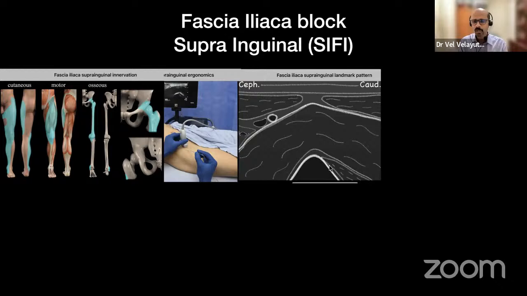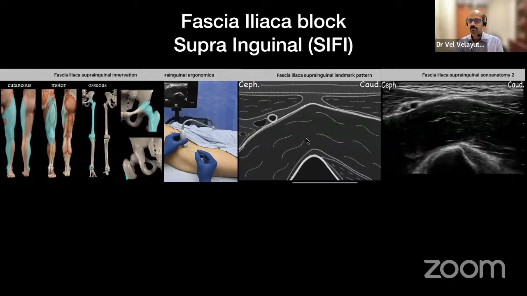Now, this would be the same sonoanatomy as this landmark picture. Underneath the white line is the anterior inferior iliac spine, so about this area here. So if you look at it, your probe is going to be positioned this way and you're hitting the anterior inferior iliac spine about there. That's what you're looking to see.